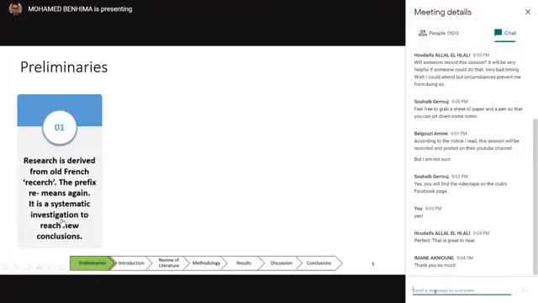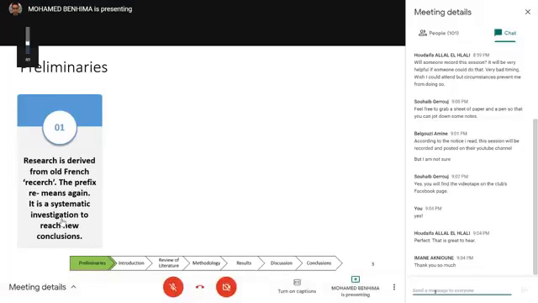As you know, research is derived from Old French recherche or rechercher, with the prefix re- which means again. That is to search again and again and again till you find answers to your questions. So it is a systematic investigation to reach new conclusions. So research in Morocco or in the world is a scientific inquiry. That is, you have to follow some steps for your results to be valid and accurate, and for others to believe in them.